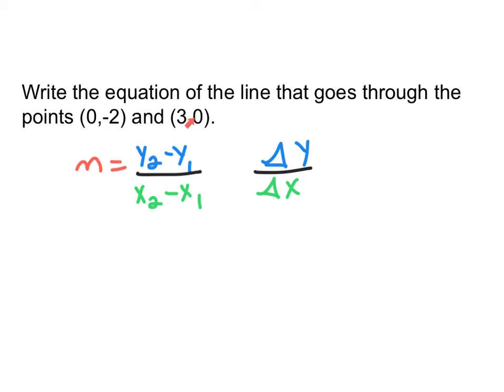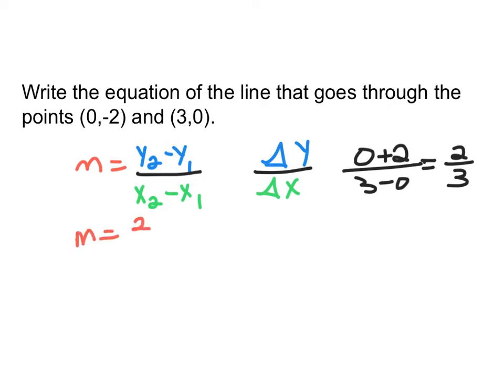Okay, so if we plug this into the formula, we would say 0 minus -2, which would become 0 plus 2. So 0 plus 2 over, and then 3 minus 0. So 3 minus 0, and when we work that out, we get 2 over 3. So our m equals 2/3. If we know that, then we're halfway to our equation in slope-intercept form.